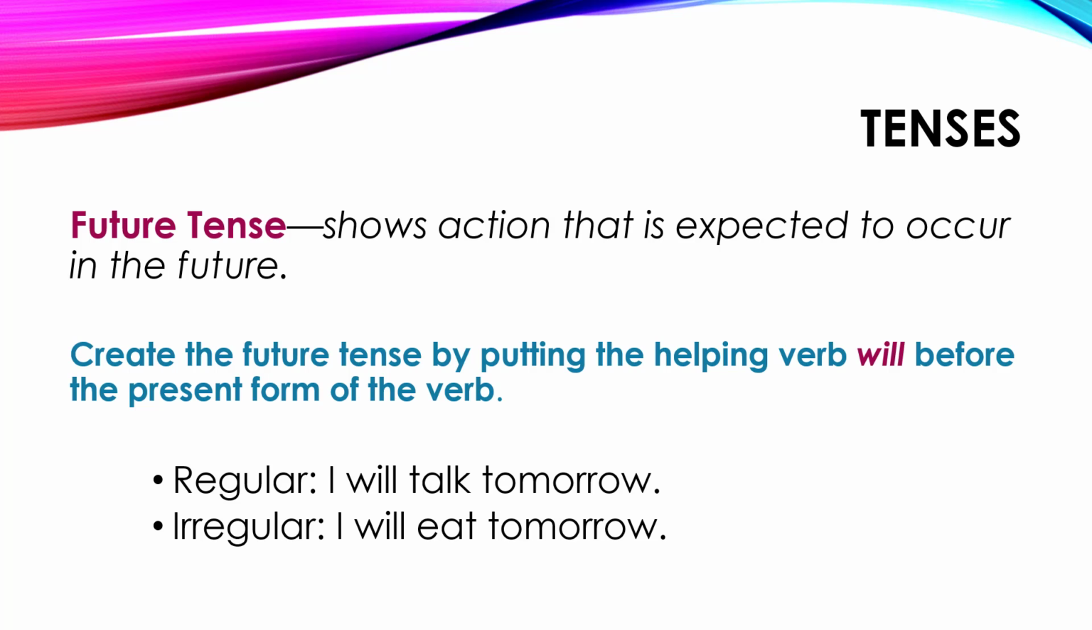The future tense shows action that is expected to occur in the future. And you create the future tense by putting the helping verb will before the present tense form of the verb. I will talk tomorrow. I will eat tomorrow.